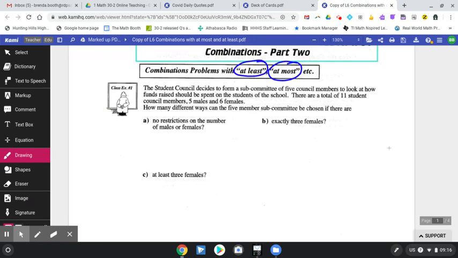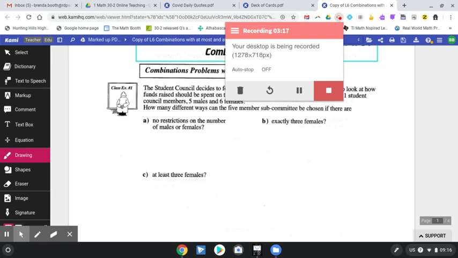So our first example, the student council decides to form a subcommittee of 5 council members to look at how funds raised should be spent on the students of the school. There are a total of 11 student council members. There are 5 males and 6 females. How many different ways can the 5-member subcommittee be chosen if there are no restrictions on the number of males or females? So that one is kind of like yesterday's work. You can go ahead, please, and give that one a try.